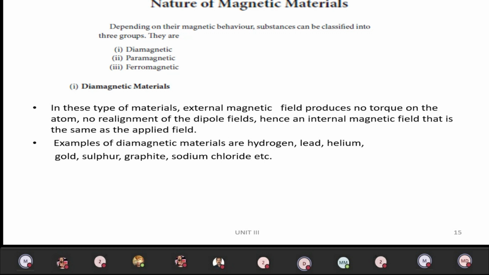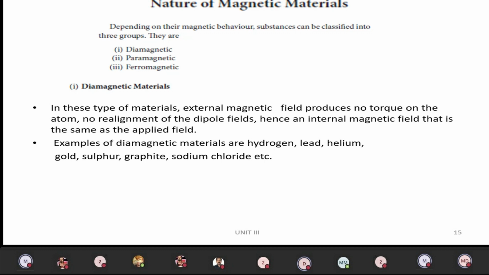So the nature of magnetic materials depends upon the different magnetic materials. You'll have diamagnetic, paramagnetic, and ferromagnetic materials. In diamagnetic materials, the external magnetic field produces no torque on them. So that's what we have as diamagnetic materials.